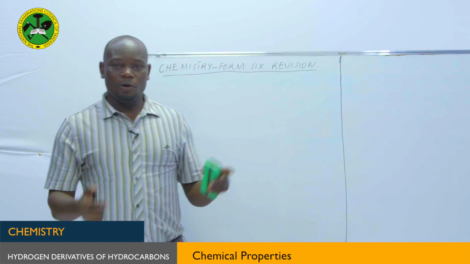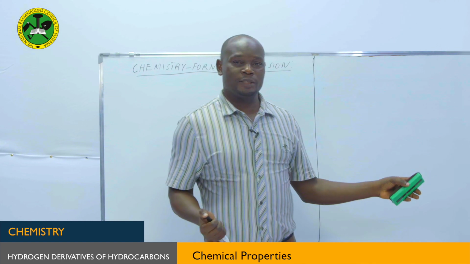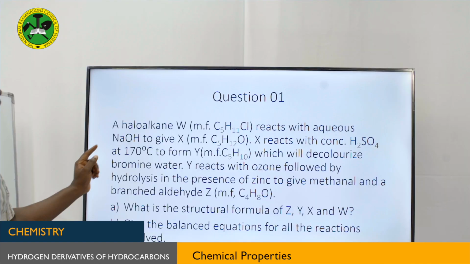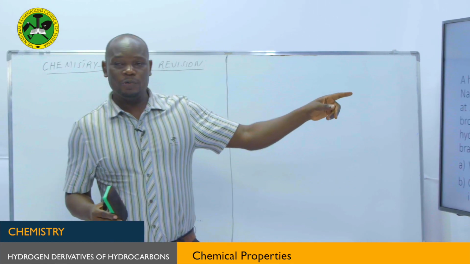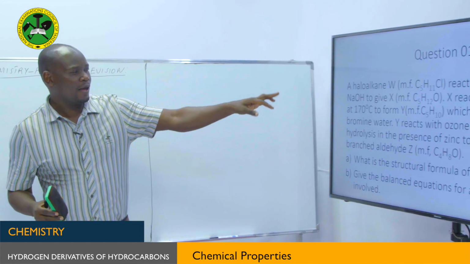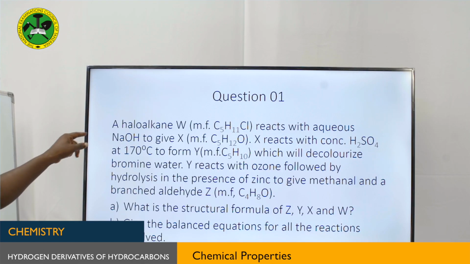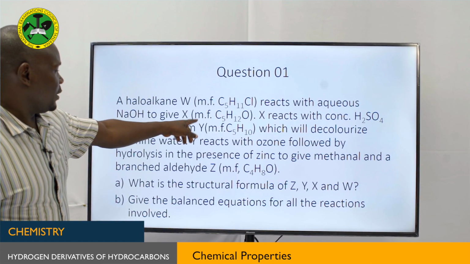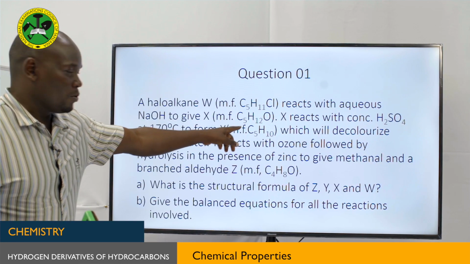See you later. Okay, welcome back, my students, for doing some sample questions which are concerned with the knowledge that you have discussed here. The first question is that a haloalkane W with the molecular formula C5H11Cl reacts with aqueous sodium hydroxide to give X, which is C5H12O.